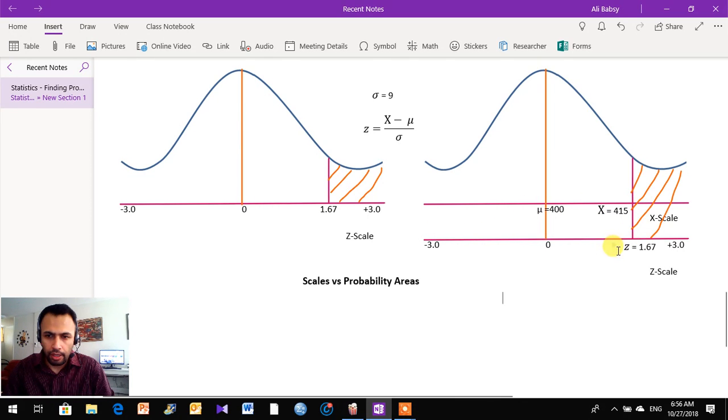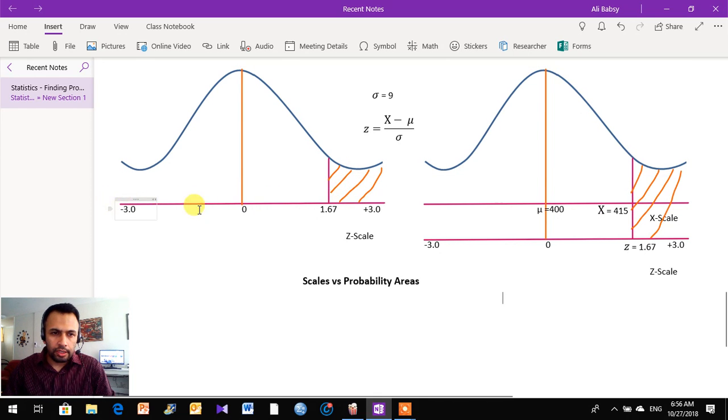z scale, from which we can find the value of z if the sigma is known, and from the z value we can determine the probability area, or the area under this curve. If we deduct this area from 1, we will get that area. If we deduct this area in percentage from 100%, we will get this area, which is equivalent to that area.